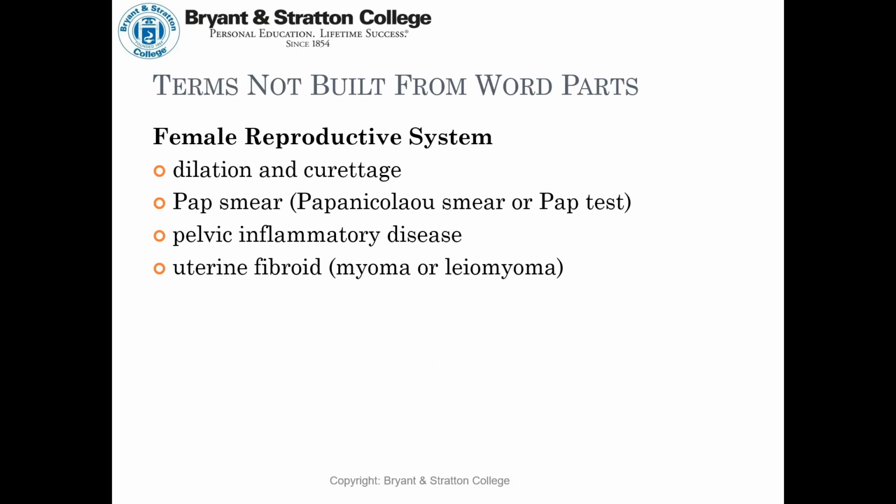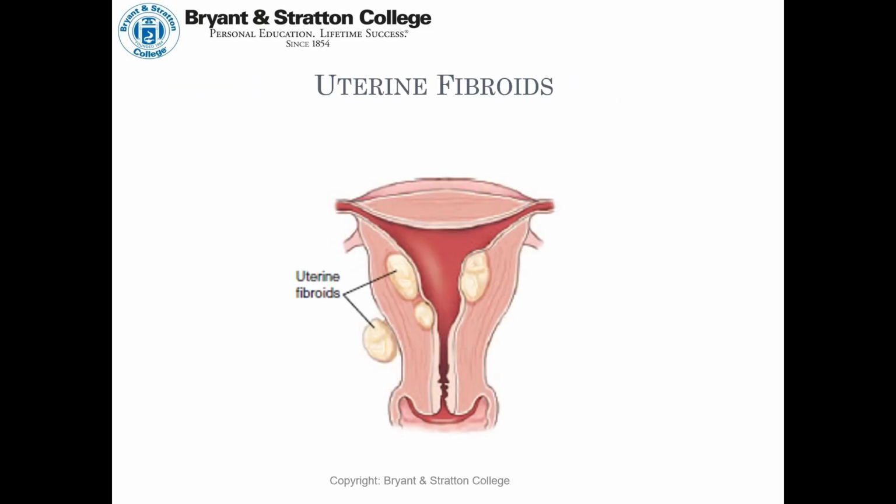So, words not built from word parts. Dilation. This is referring to birth diameter that the cervix is expanding to. Pap smear, pelvic inflammatory disease, already talked about, and a uterine fibroid. So uterine fibroids are literally just a fibrous growth that grows on or inside of the uterus wall.